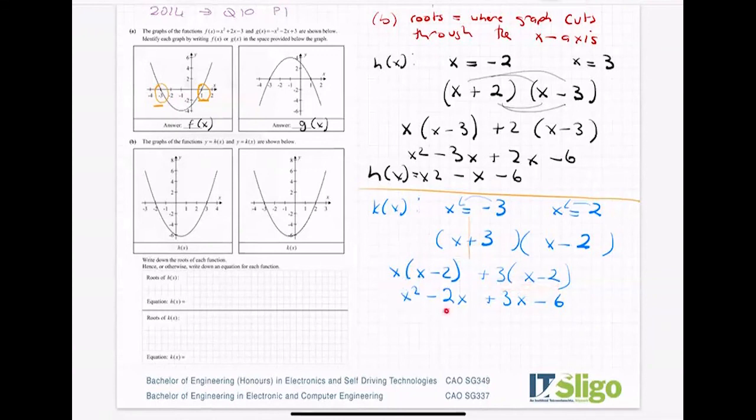And then just like before, the two in the middle will always tidy. So I get x squared -2 plus 3, and this one is plus x minus 6. So that is k of x.